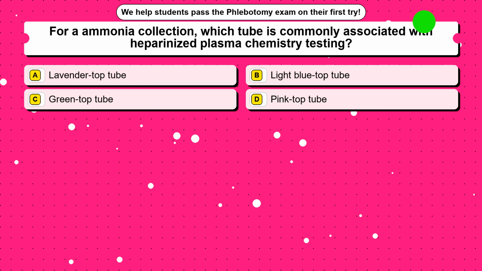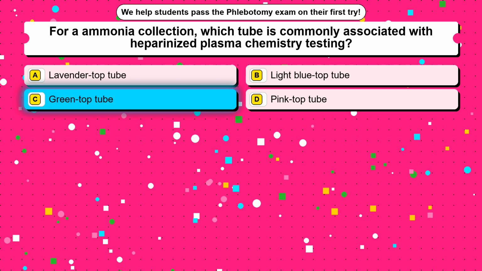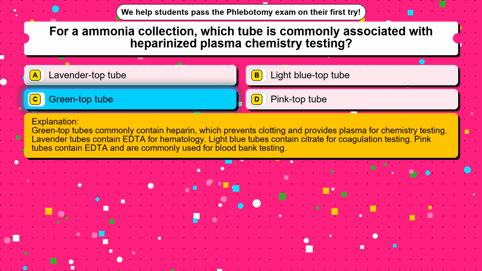Question 59. For an ammonia collection, which tube is commonly associated with heparinized plasma chemistry testing? Option A, lavender top tube. Option B, light blue top tube. Option C, green top tube. Option D, pink top tube. The correct answer is option C. Green top tube. Green top tubes commonly contain heparin, which prevents clotting and provides plasma for chemistry testing.